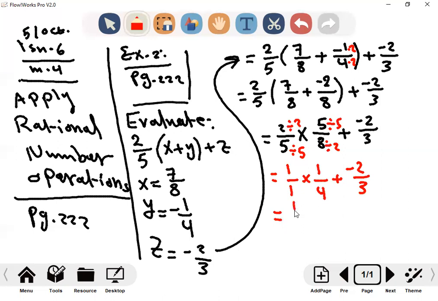This is 1 over 4 plus minus 2 over 3. Now I have at the end subtraction of two fractions, right? I cannot subtract, I have different denominators. So here I multiply up and down by 3 and here up and down by 4. This is equal to 3 over 12 minus 8 over 12, equal negative 5 over 12.